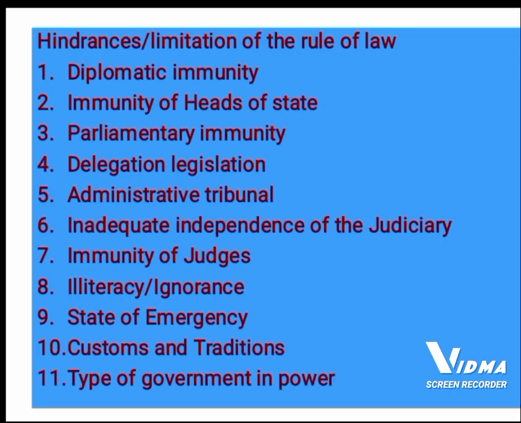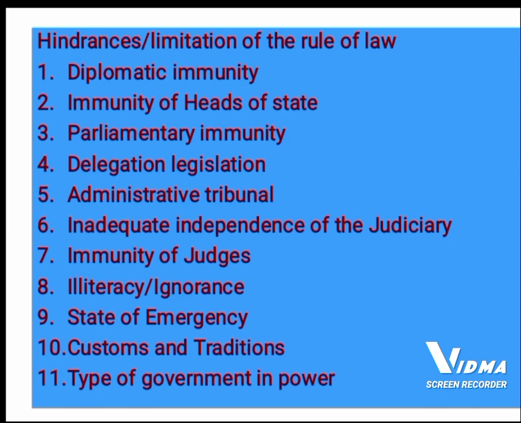Okay, let's look at the limitations or hindrances to the rule of law. One is diplomatic immunity. When people are granted immunity, especially when the president or someone enters the country, or someone does something for the country, and is granted immunity, then it might limit the person from being punished when the person is supposed to be punished. Not that the person is never going to be punished, but it limits the person from being punished when he or she is supposed to be.